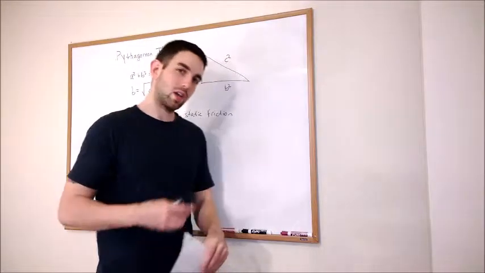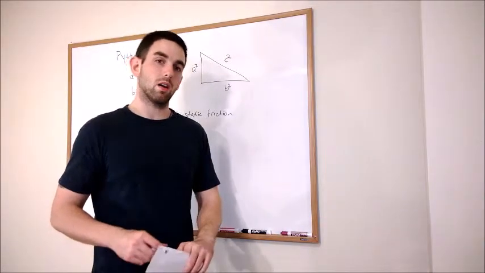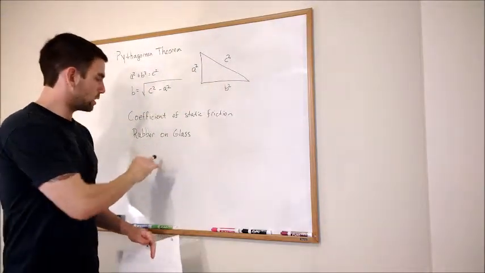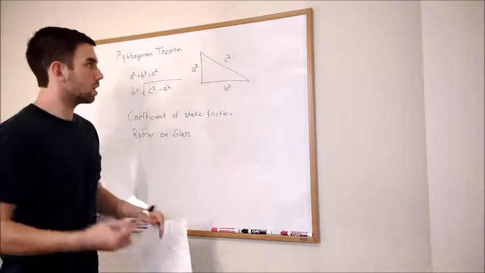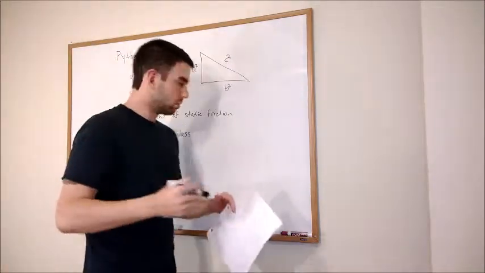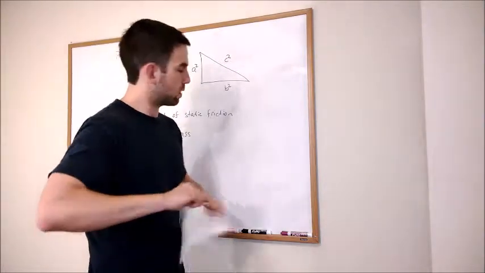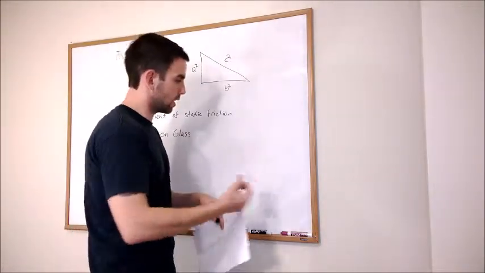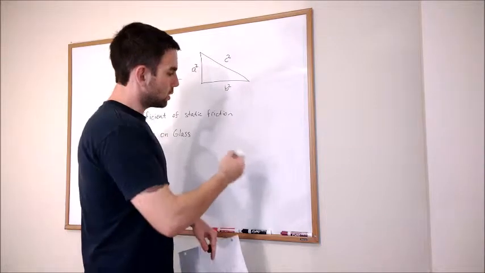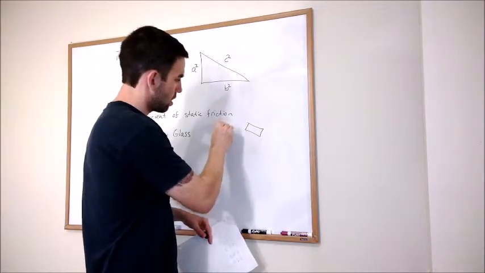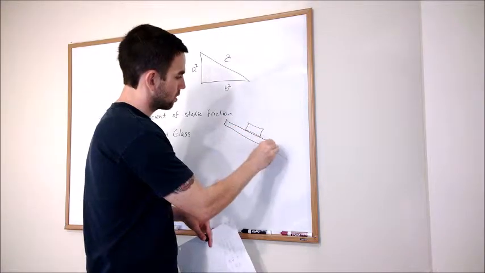Hi there. We're doing a video presentation on the effects of coefficient of static friction. Basically, what we're investigating is the effects of rubber on glass. In this experiment, there were two parts, but to sum up the second part, we had a piece of rubber, actually a little eraser, on a piece of glass.